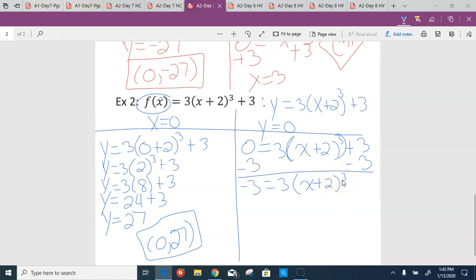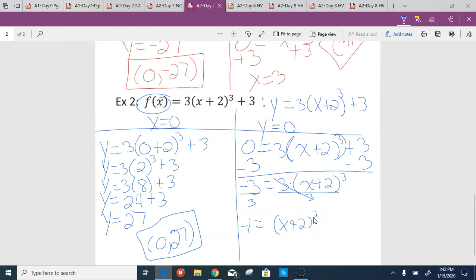Now, I need to get the stuff in parentheses all by itself. It's being multiplied in the front by this 3, so I'm going to divide both sides by 3. Negative 3 divided by positive 3 gives me a negative 1. These cancel out. And then I have x plus 2 in parentheses to the third power.